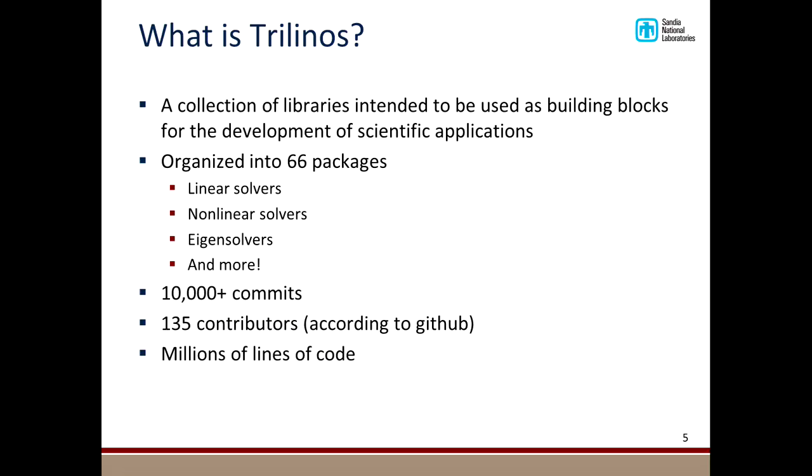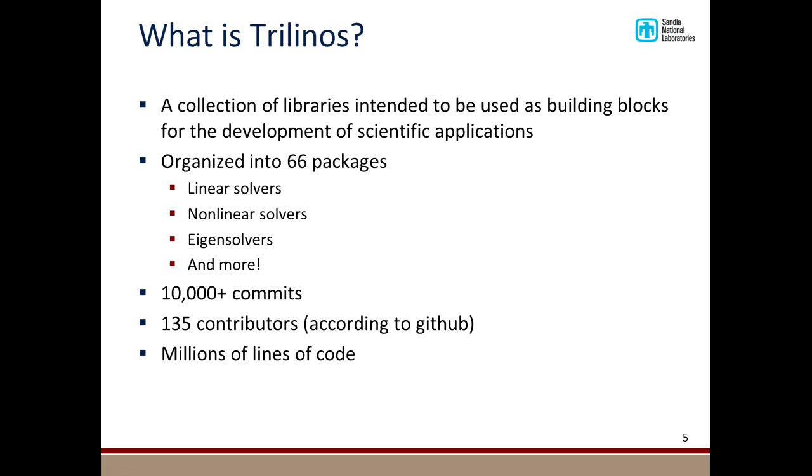Trilinos is a collection of libraries intended to be used as building blocks for the development of scientific applications. That came from the Wikipedia page. What I usually define Trilinos as is Sandia's big calculator. Argonne produces PETSc. Trilinos is very, very similar to PETSc. It has different functionality. It's written in a different language, but they're fairly similar packages. Trilinos is organized into 66 different parts.